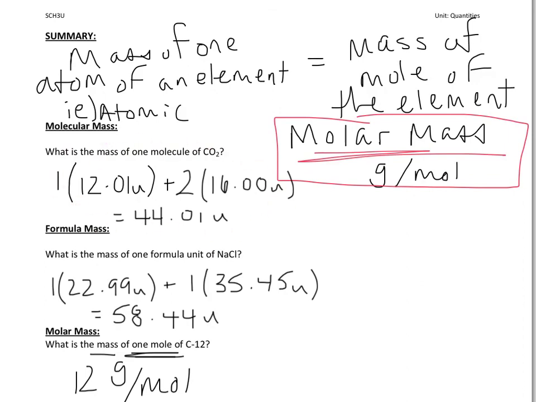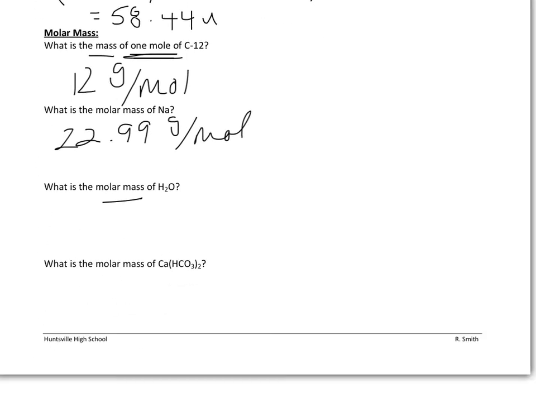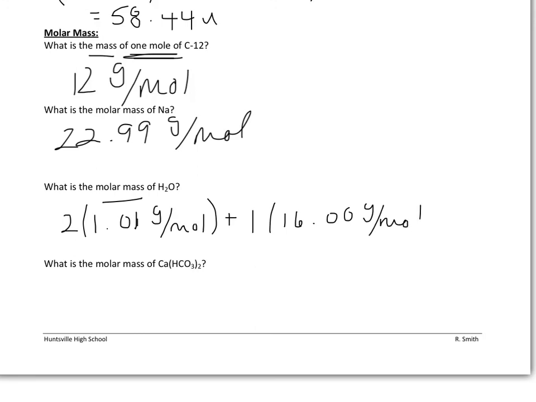Okay, so I'm going to move back down here. I hope that you said to yourself, you've got 2 hydrogens. The mass of hydrogen is 1.01 grams per mole. Plus, because you're talking molar mass, it's different, oxygen, there's 1 atom of oxygen times 16.00 grams per mole equals, I believe it's 18.02 grams per mole.